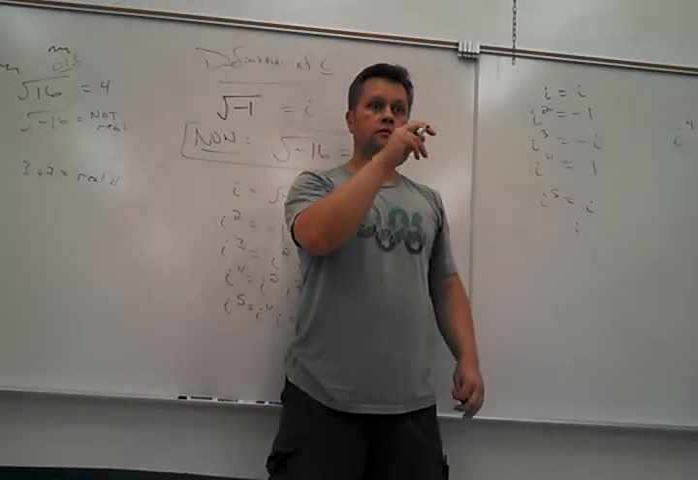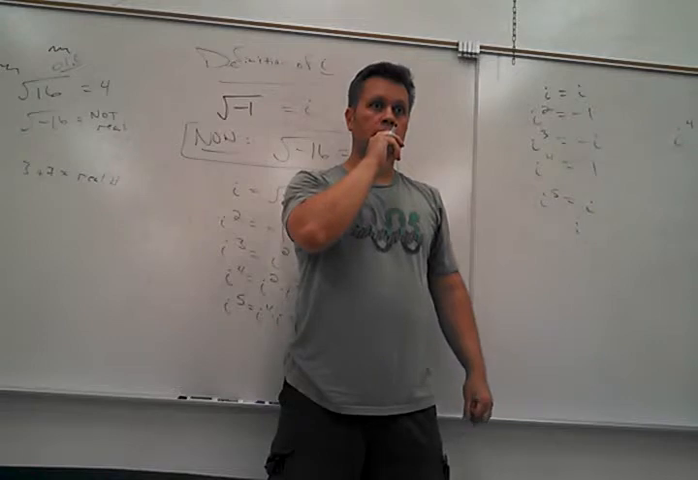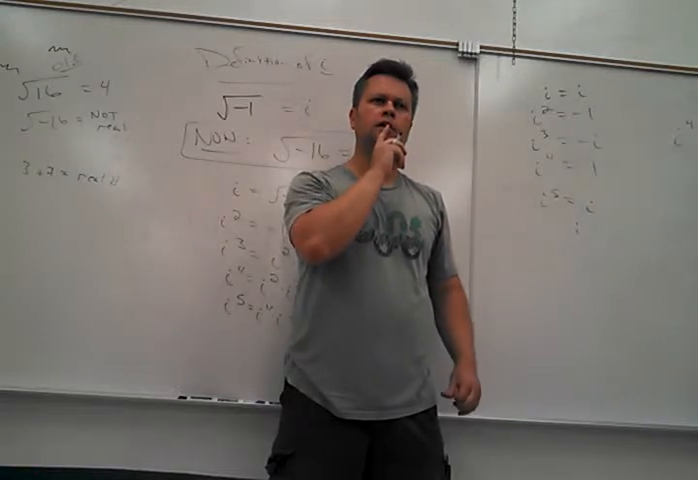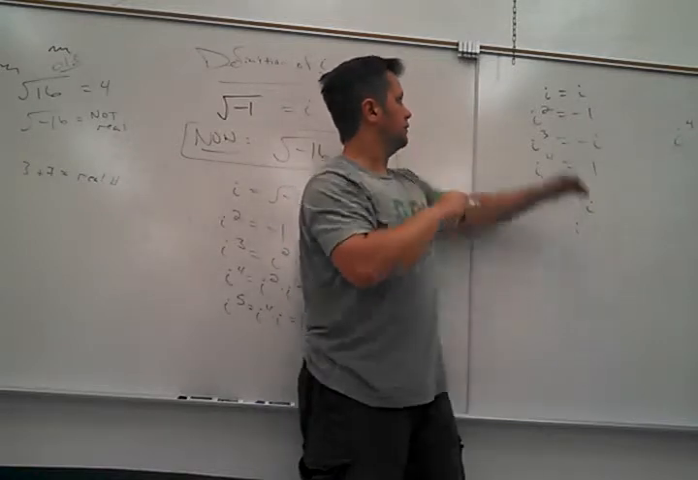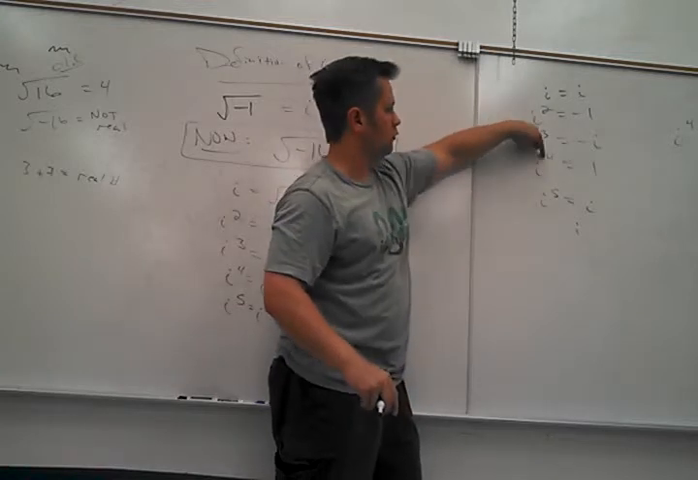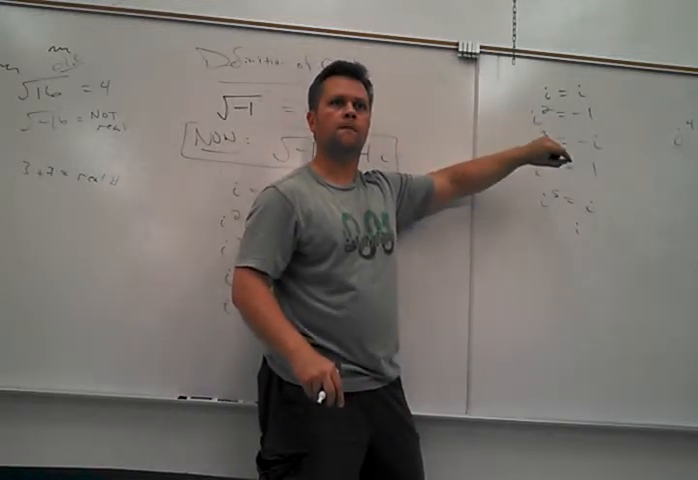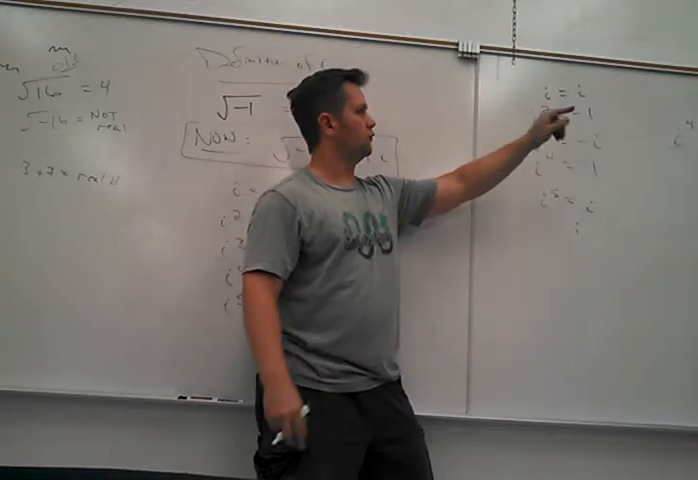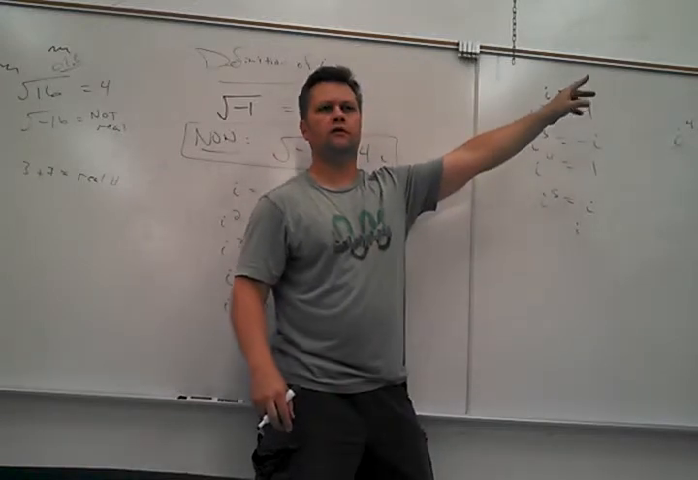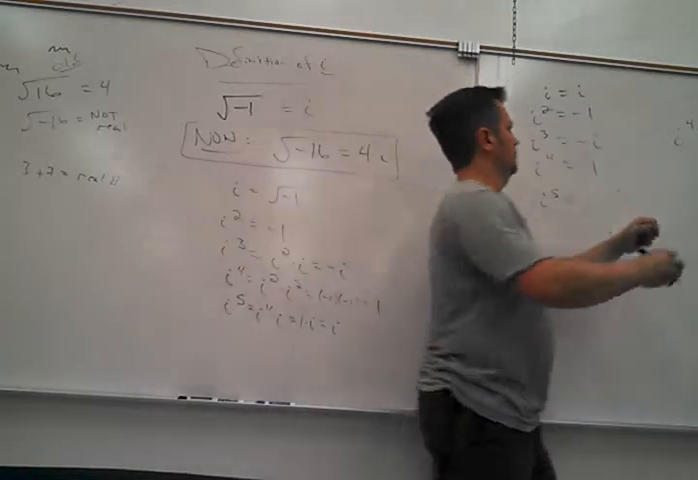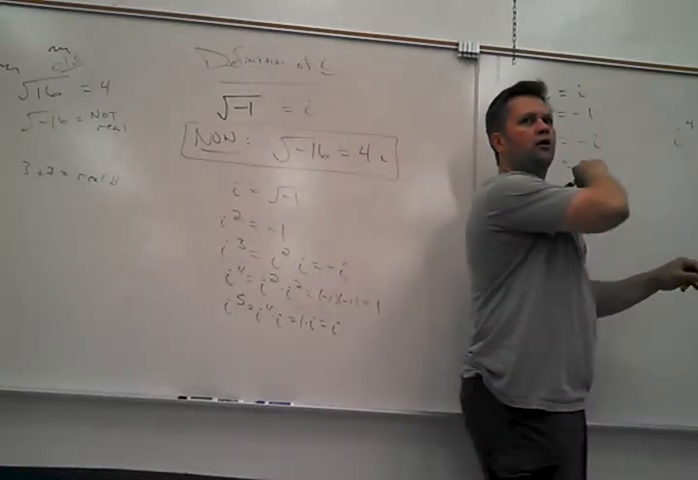Say again? How do you know? 412. How do I know what now? 412. Because what is this cycle based on? Every 4th one, it starts over, right? Every 4th one. Divided by 4. So what does 4 go into? 412. Right? So then what's i to the 412th?